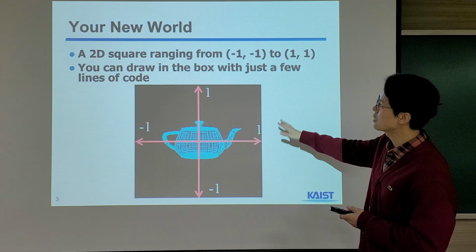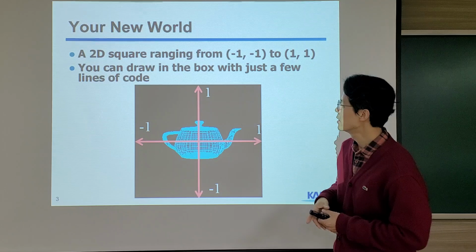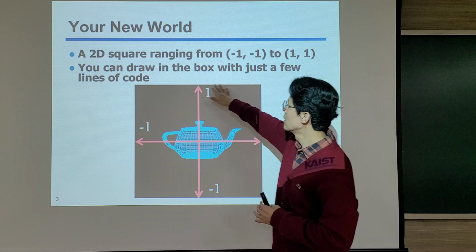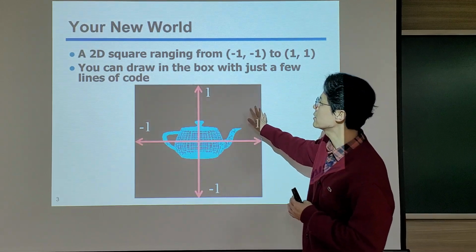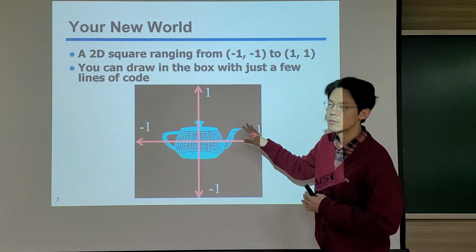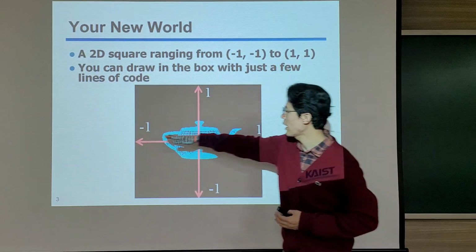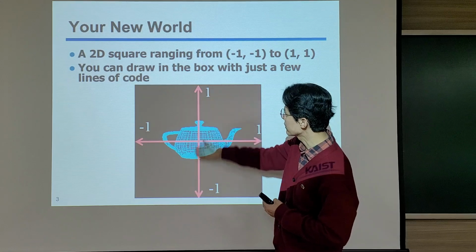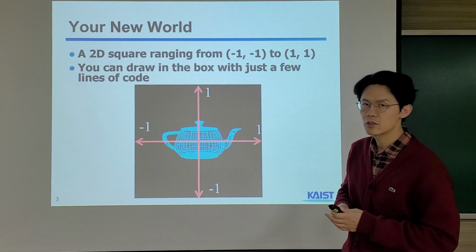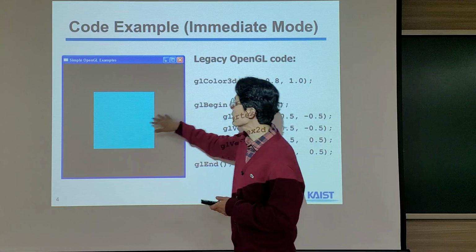Okay, so this is actually the new hello world in the case of computer graphics applications. Whatever you draw in the screen space, you basically get this kind of image, a 2D scale image ranging from -1 to 1 along the x-axis and y-axis. So basically, you can draw a simple box with just a few lines of OpenGL code. This is an example of drawing this box.